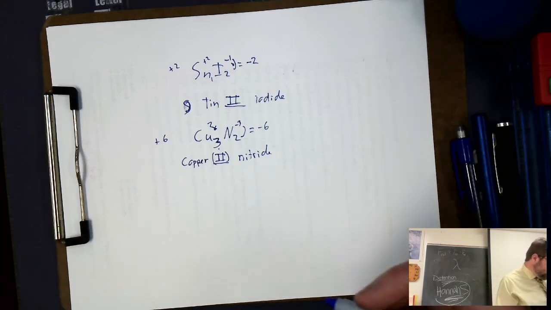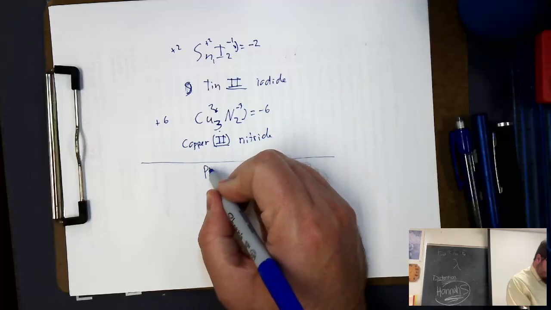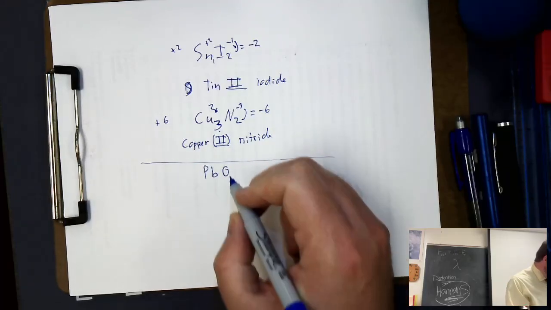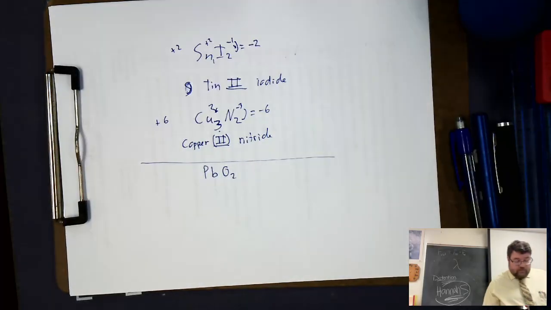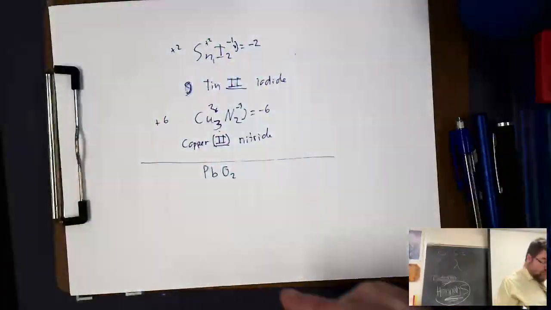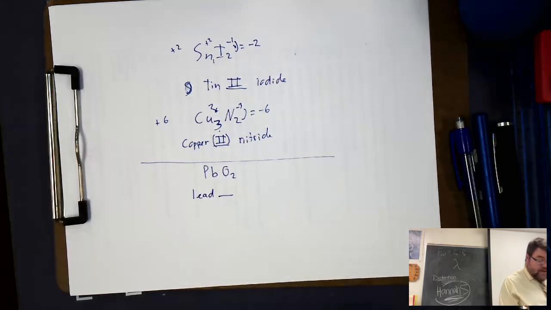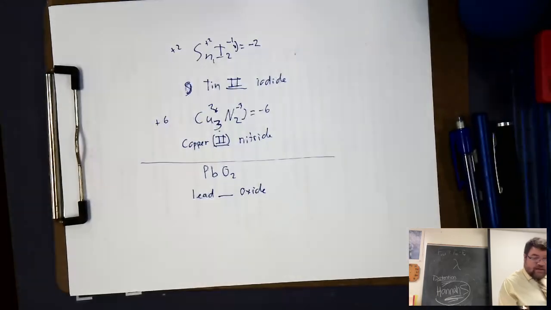Let's do one more. PbO2. Okay. Pb, I track it down on my periodic table. Lead. Lead can be a 2 or a 4. Just going to write down lead for right now. Leave a blank because I don't know what my Roman numeral is. O is oxygen, so we call that oxide.